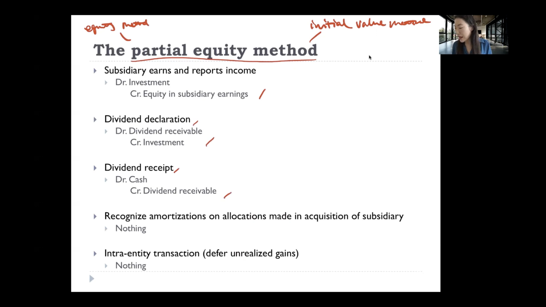But as for the allocation of excess payment and intra-entity transactions, the parent does not do anything under those two situations. So under these two situations, what the parent does is very similar to what it would do under the initial value method. So that's why we say that the partial equity method is kind of in between. For the first three journal entries, it follows the equity method, and for the last two, it is the same as what we do under the initial value method.